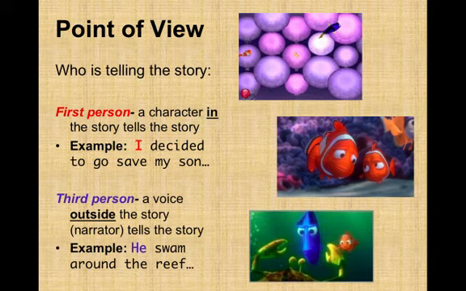But when we talk about first person, point of view is a character in the story telling the story. So an example would be, "I decided to go save my son." If the narrator is using pronouns like I, me, and my outside of dialogue, then it's first person point of view. Third person point of view is a voice outside of the story telling the story. So an example would be, "He swam around the reef," or "they," or "she." When you're using the third person pronouns outside of dialogue again, then it's probably third person point of view.